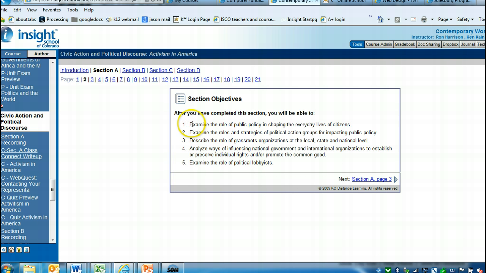So in this section, in section A, we'll look at the roles of public policy in shaping everyday life, the roles and strategies of political action groups, the role of grassroots organizations, look at the ways influence national government and international organizations establish individual rights, and look at political lobbyists.